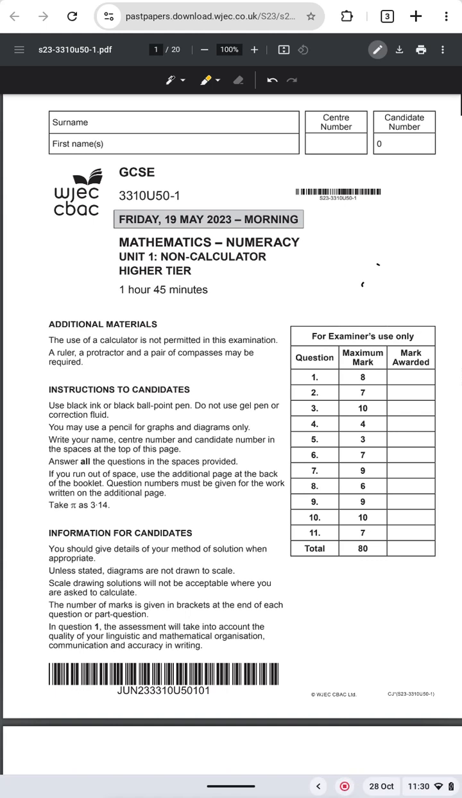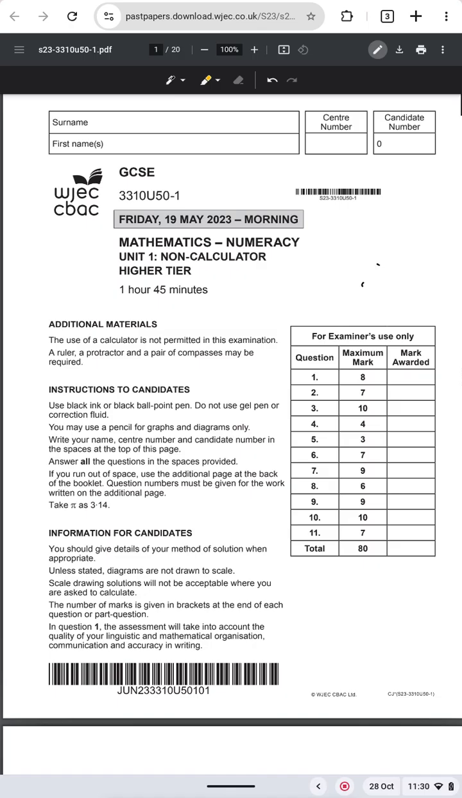Hello, welcome back to the channel, and today I'm going to be looking through the Mathematics Numeracy paper, Unit 1 Non-Calculator Higher Tier from the WJEC that was set in May 2023.